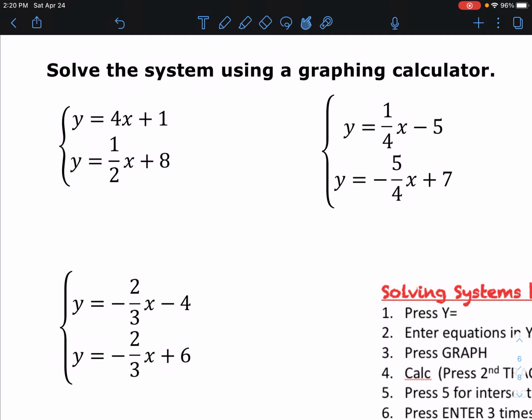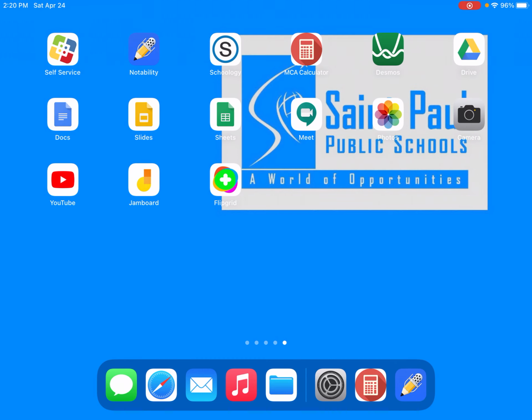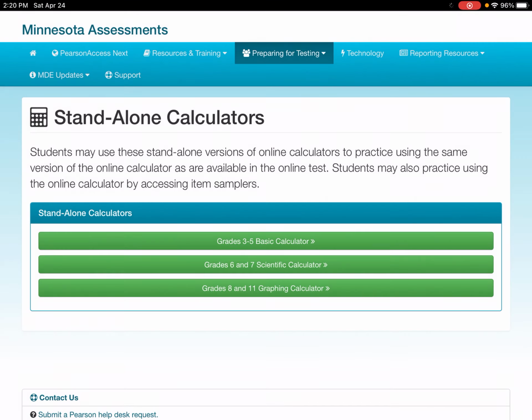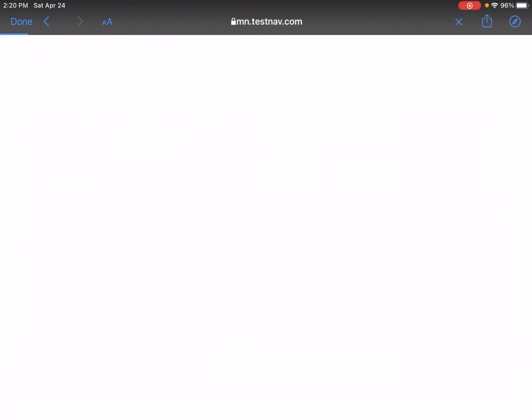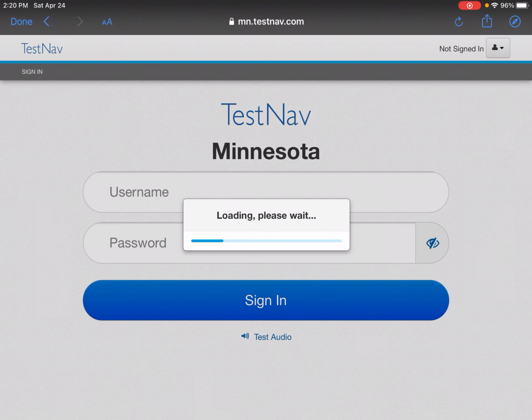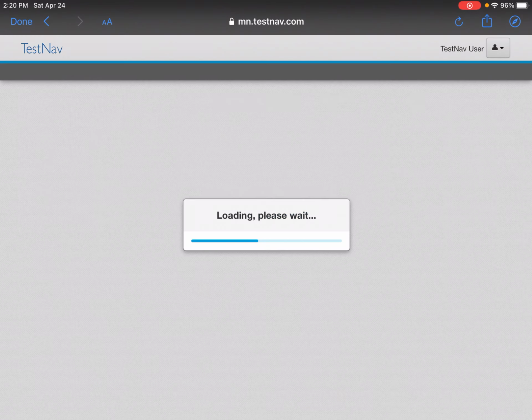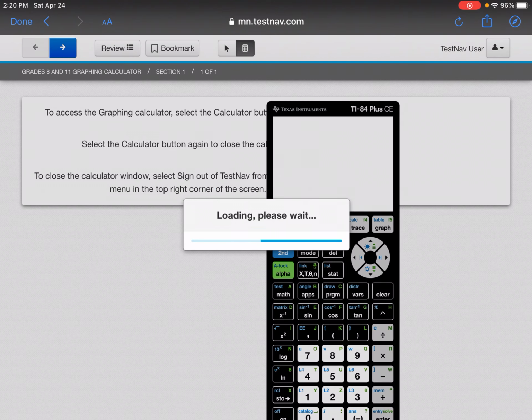So here's how we do this. Okay, so first thing, you want to open up your MCA calculator. Grades 8 and 11 graphing calculator. Get that started again.